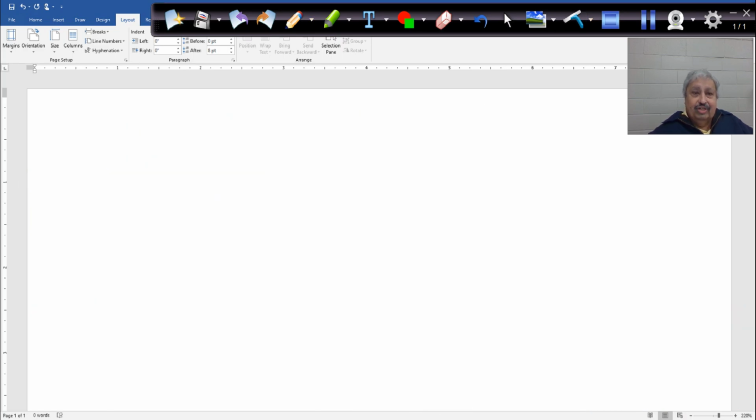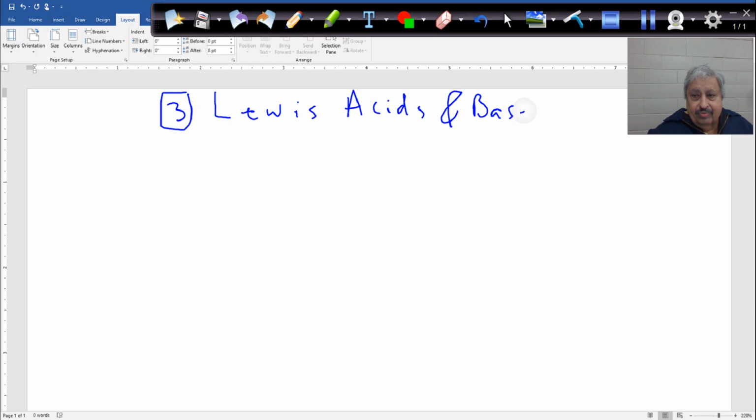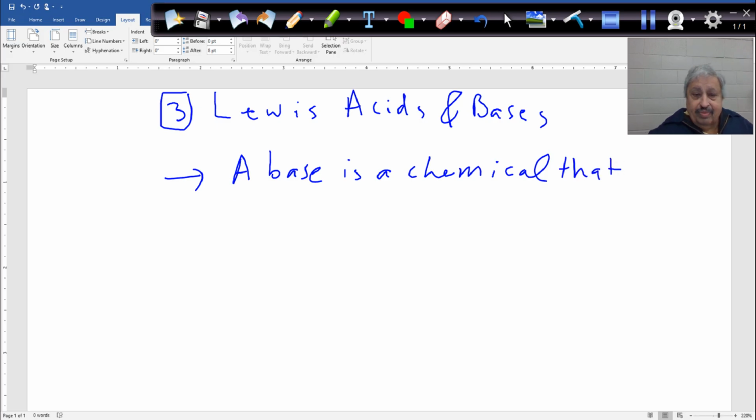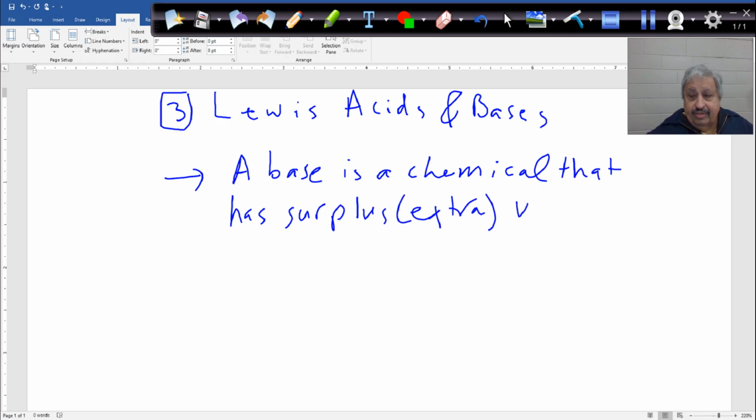Now, the third type is our friend here, Lewis acids and bases. If a chemical has a surplus of valence electrons, especially non-bonding, and they have the ability to donate those, let's start with the base. A base is a chemical that has surplus or extra valence electrons, which can be donated.